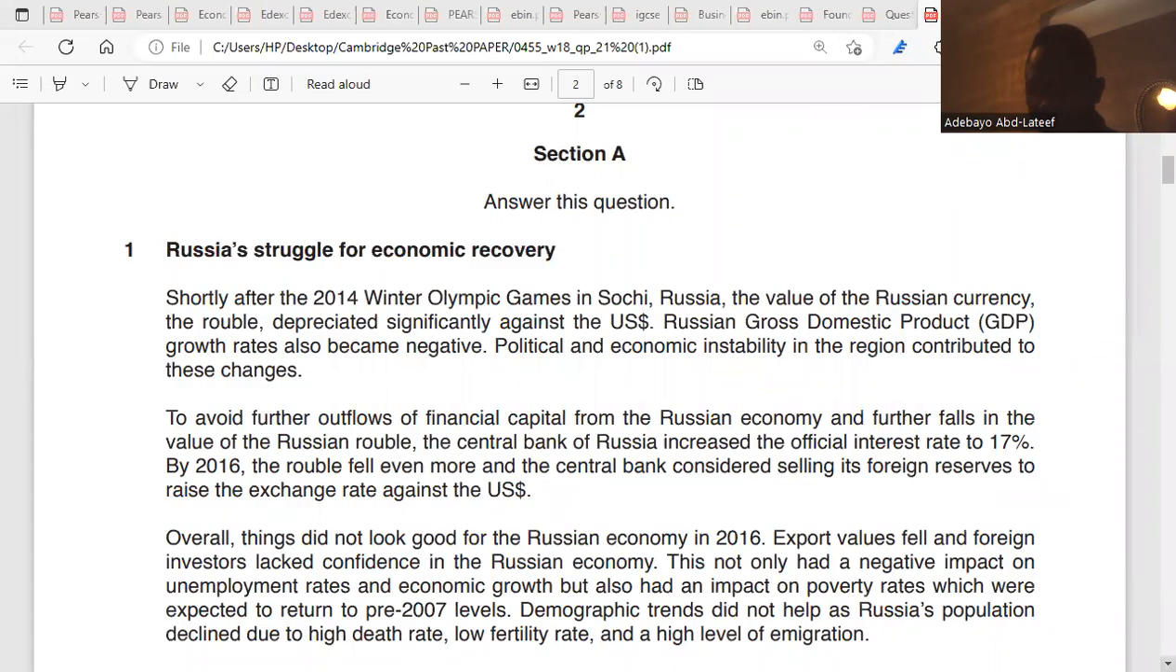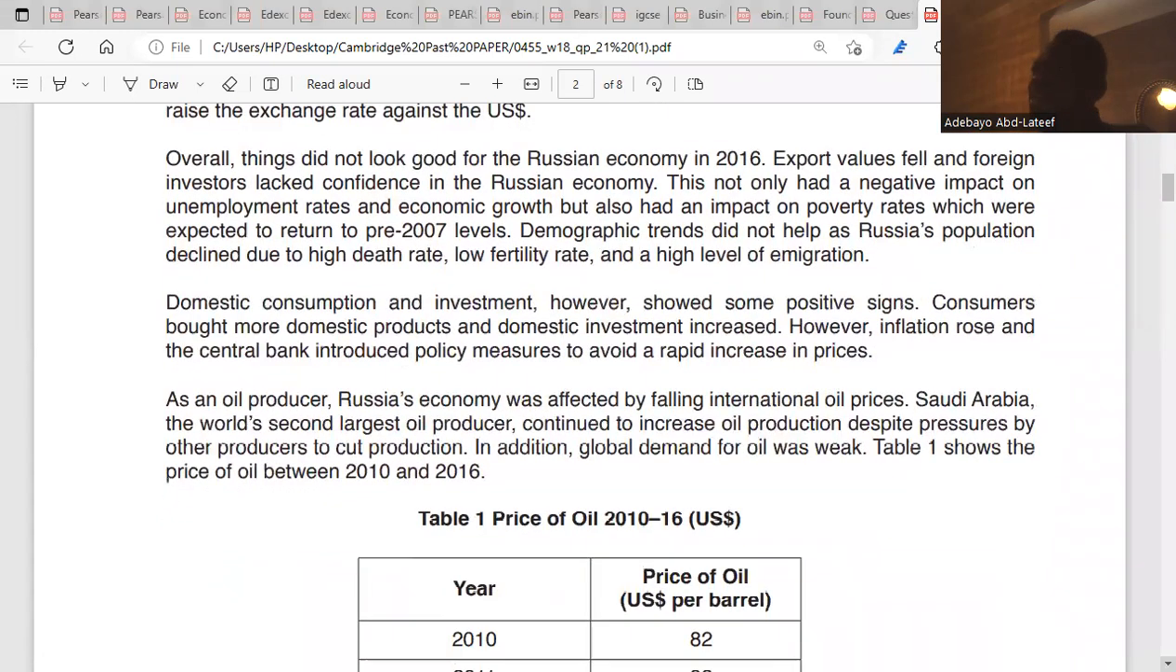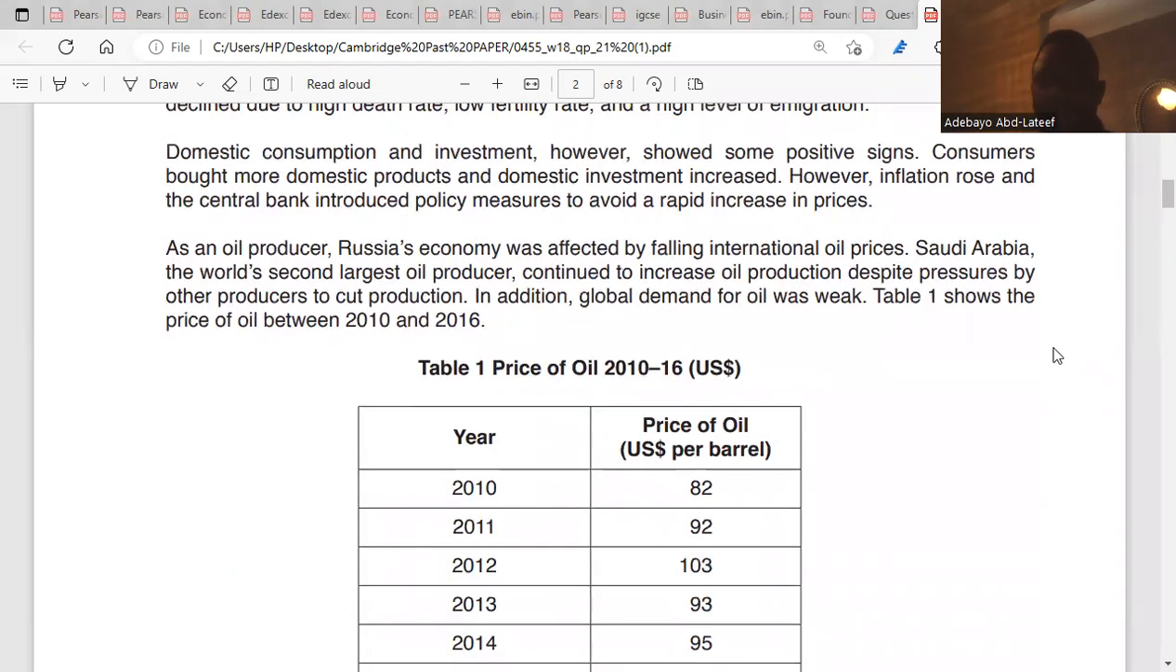So we go to October, November, paper 2. The Russia struggle for economic recovery. Basically, when we talk about economic recovery, we're talking about an economy that is already witnessing recession. So it has to recover before it starts witnessing another boom. That is what it means. I think you got the point of economic recovery here.